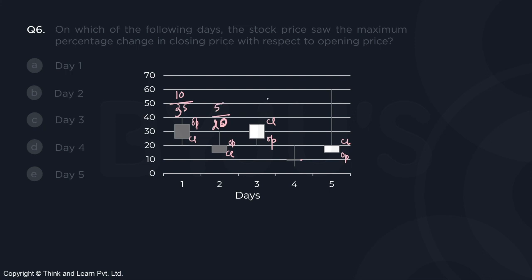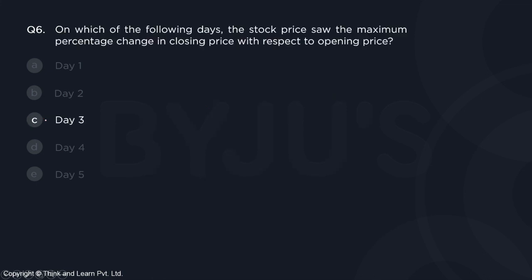Third, here the opening price is 25, and there is a total change of 10. Here it is 0, and here the opening price is 15 and the change is 5. So this is equal to 1 by 3, this is 2 by 5, this is 1 by 4, and this is 2 by 7. Which one is maximum? Of course, among all of them, 2 by 5 is maximum, which is close to 0.4. All others are less than 0.4. So my answer should be day 3. On day 3, we see the maximum percentage change in the closing price. So C, day 3 should be the correct answer for this question.